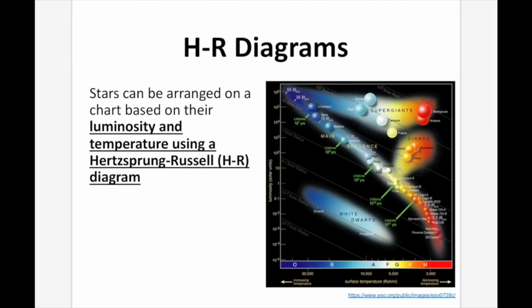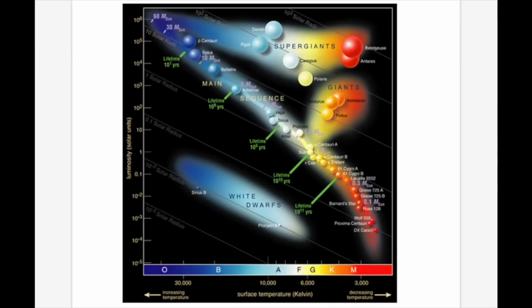Now, the last thing we're going to do is talk about HR diagrams. Stars can be arranged on a chart based on their luminosity and temperature using a Hertzsprung-Russell, or HR diagram. And you can see right here, that's an HR diagram. On our HR diagram, we have lots of information, but the main thing that we can see is this main sequence right there. And our star is located right there.